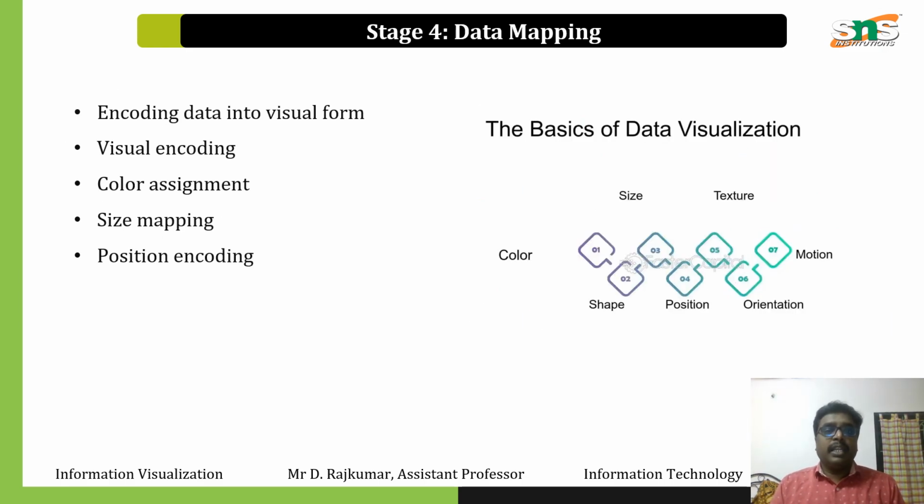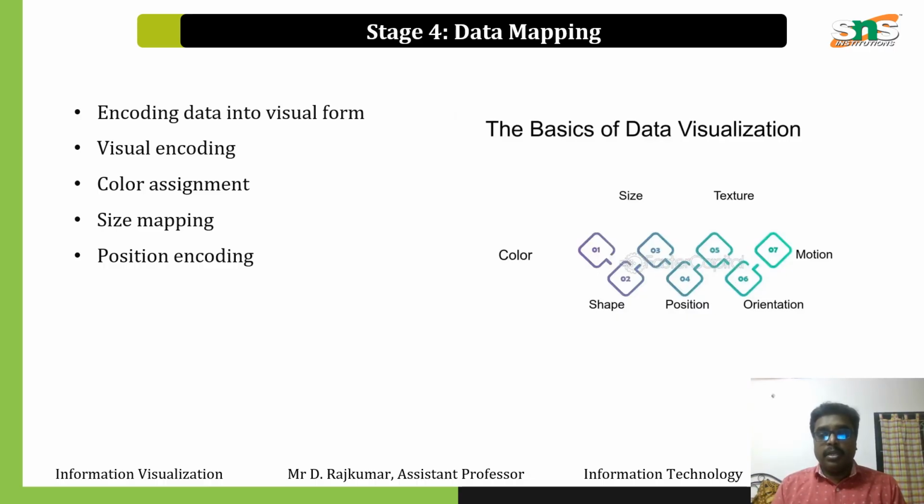Stage 4 is data mapping. Here we are going to encode the resultant data, after this data enrichment process, into a visual form. We'll be using visual coding techniques to decide what kind of images or what kind of representation can be used to represent this data, which will be easily understood by the people who are making the decision.